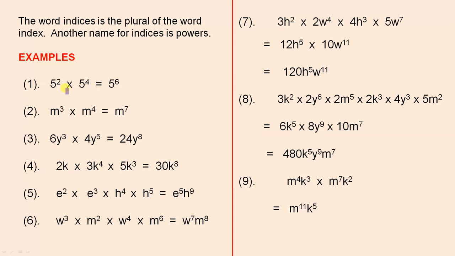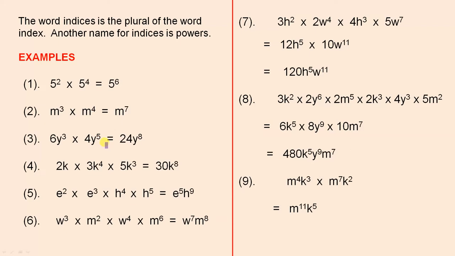Okay, we've got 5 squared times 5 to the power of 4 is 5 to the power of 6. The base is 5, we add the indices. It's exactly the same for the letters. M and M give you the base. 3 plus 4 is 7. Keep the base the same.